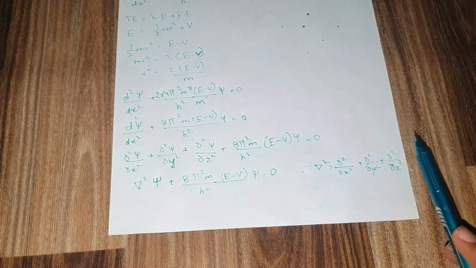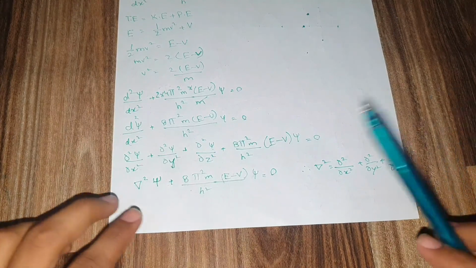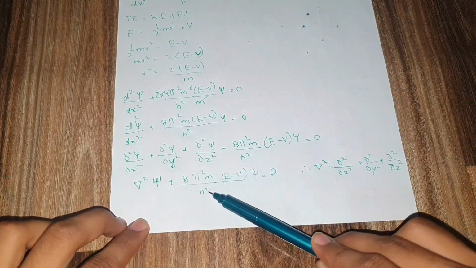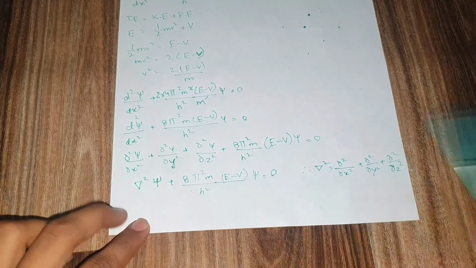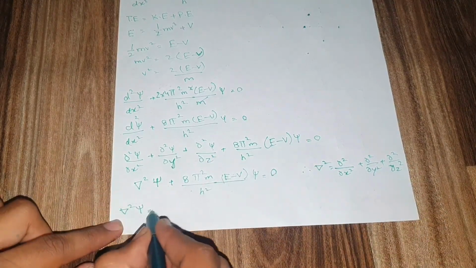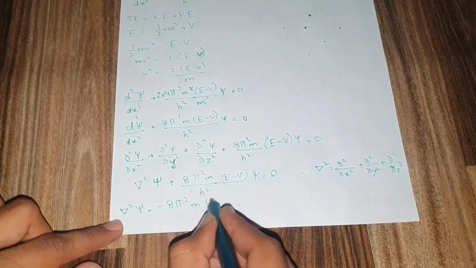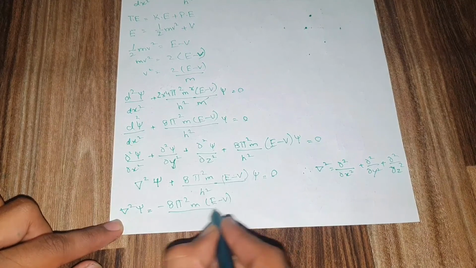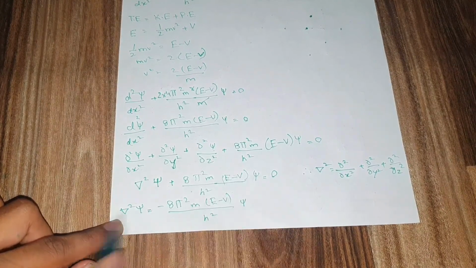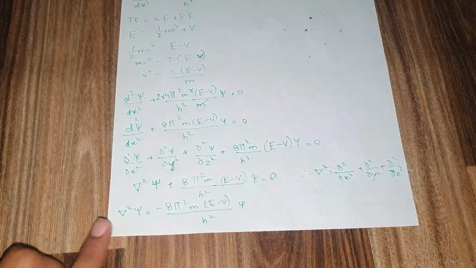Moving on, if I take this part of the equation towards the right hand side, the equation becomes del squared psi is equal to minus 8 pi squared m (E minus V) divided by h squared psi. I have just moved this part of the equation towards the right hand side.